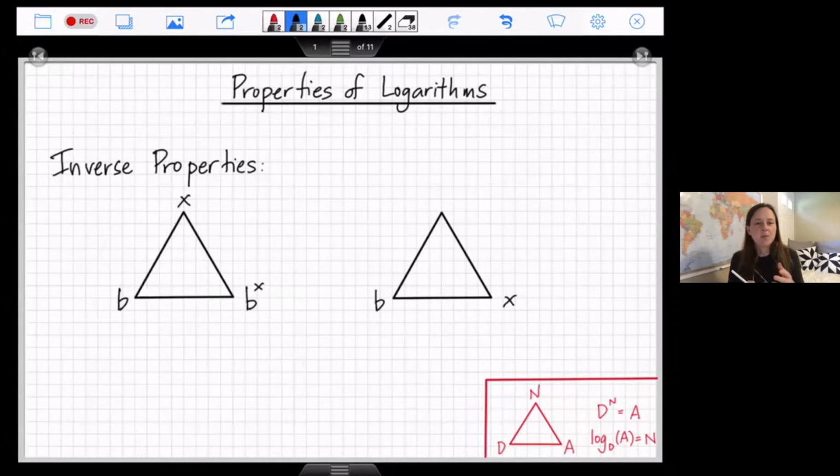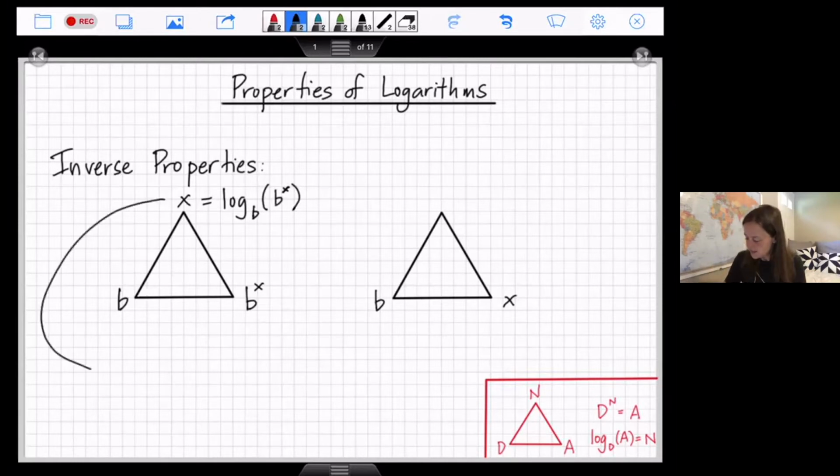All right, but remember what the top was. The top was that exponent, that logarithm, so that x is equal to the log base, whatever's on the left bottom corner, b, and the argument was whatever is on the right bottom corner, b to the x. All right, and this gives us our first property. This says that the log base b of b to the x is equal to x.